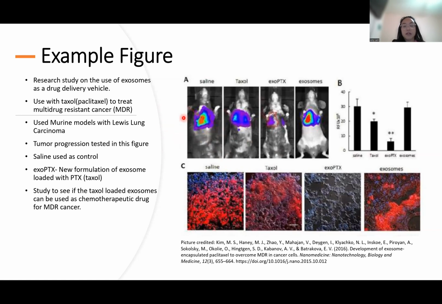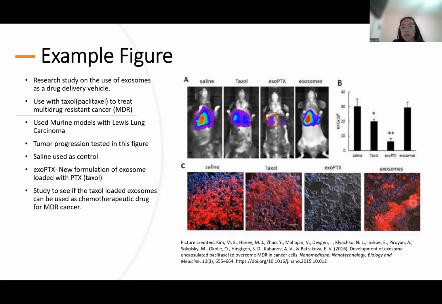And so in here, like I said earlier, they used saline and exosomes as a control. The exo-PTX was the new formulation of the Taxol, the exosome that was loaded with Taxol. And the researchers' study was to see if the Taxol loaded exosomes can be used as a chemotherapeutic drug in MDR cancer.